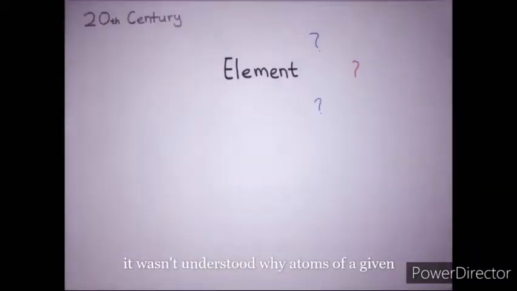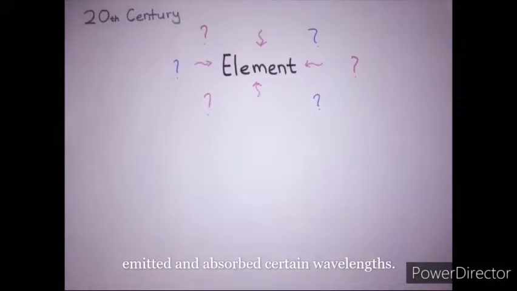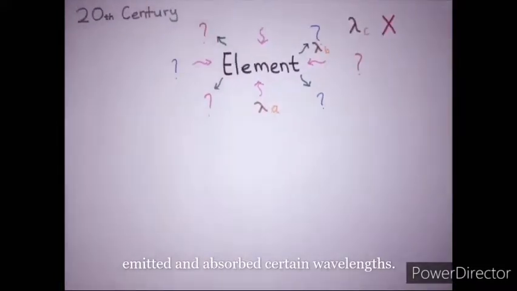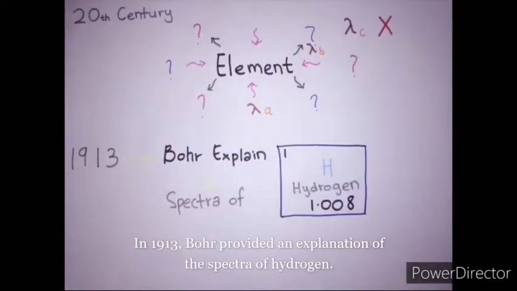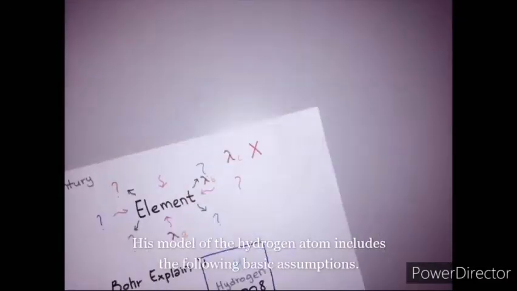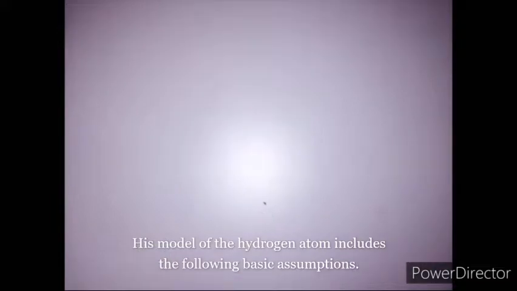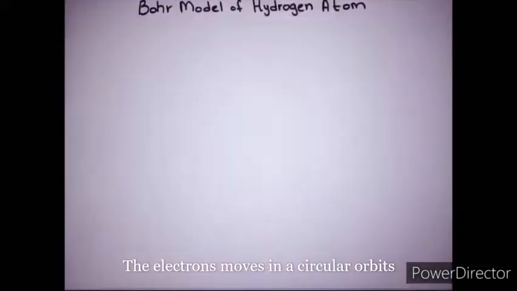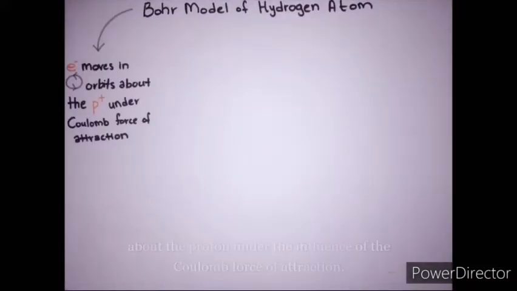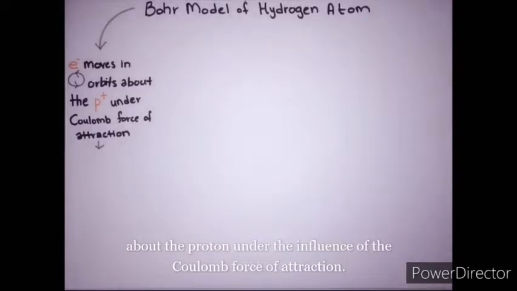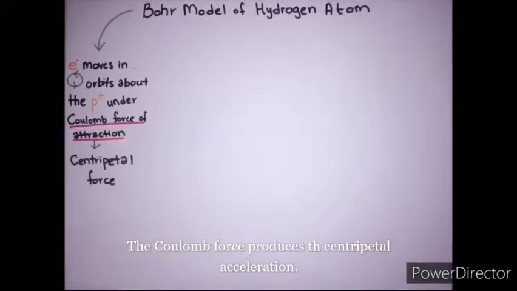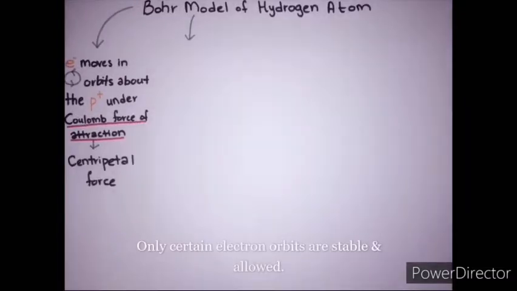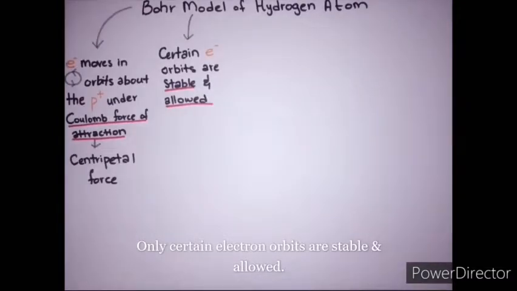Now, let's continue with Bohr's theory of hydrogen atoms. At the beginning of the 20th century, it wasn't understood why atoms of a given element emitted and absorbed only certain wavelengths. In 1913, Bohr provided an explanation of the spectra of hydrogen. His model of the hydrogen atom included the following basic assumptions. The electron moves in circular orbits about the proton under the influence of the Coulomb force of attraction. The Coulomb force produces the electron's centripetal acceleration. Only certain electron orbits are stable and allowed.